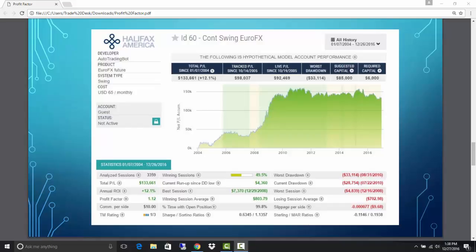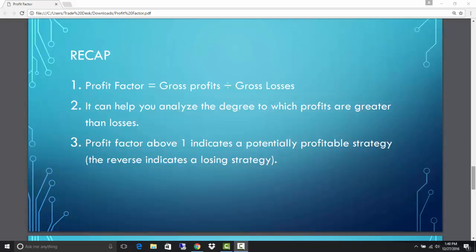To recap, profit factor is defined as the gross profits divided by gross losses over a period of trading activity. Its importance is that it can help you analyze the degree to which profits are greater than losses. A profit factor above 1 indicates a potentially profitable strategy, while a profit factor below 1 indicates a potentially losing strategy.